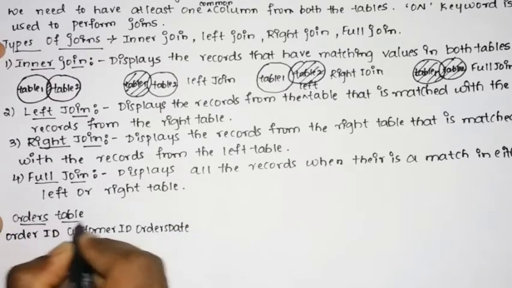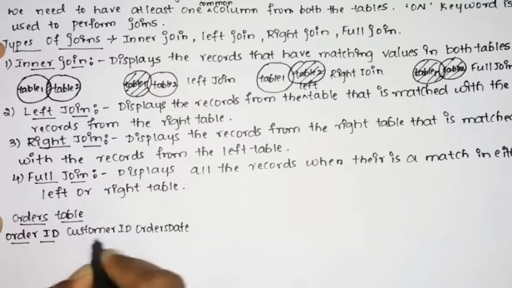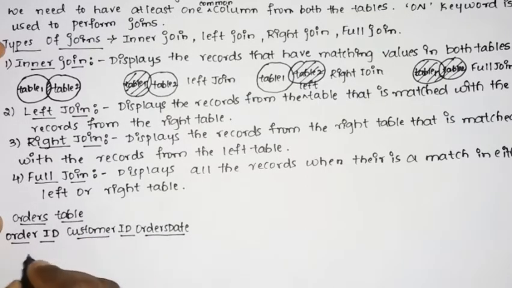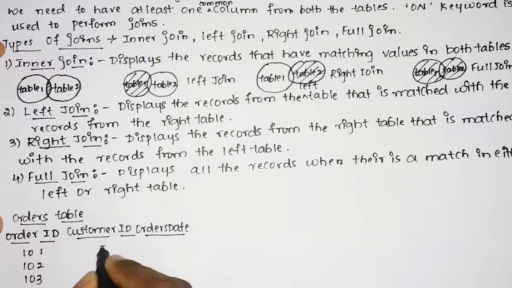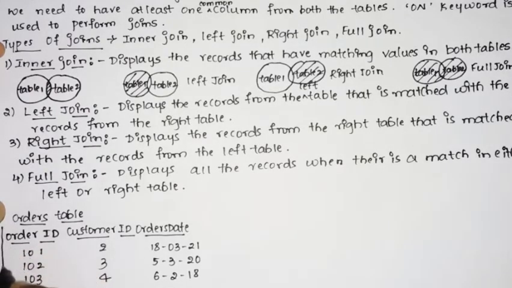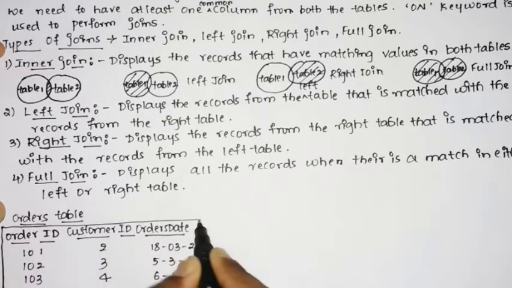You can say this is table 1, which is nothing but the orders table: order ID, customer ID as well as the order date. Let us consider just 3 rows, where 101, 102 and 103 are the order IDs, with customer IDs like 2, 3 and 4, followed by the order date, which can be any date, like the date of the order. So 18/3/2021, after that 5/3/2020, and lastly any date like 6/18. So we have considered one table, which is the orders table.